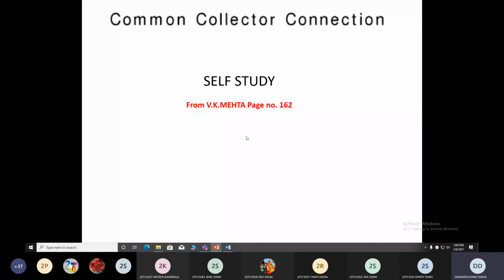Now let's see the next, common collector connection, the last topic of this chapter as well as the last topic of the syllabus that I give you for self study. Clear? Same theory, but just the parameters will change, voltage and current in the input and output side. So you can refer to this topic from the book of V.K. Mehta from page number 162. I will provide the soft copy of this book, V.K. Mehta. From page number 162, you can refer to this topic, common collector connection.